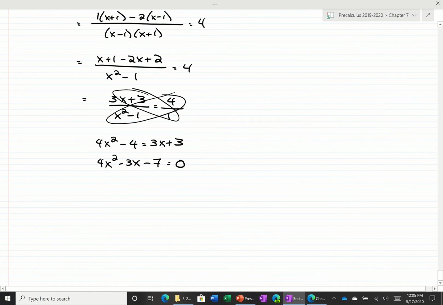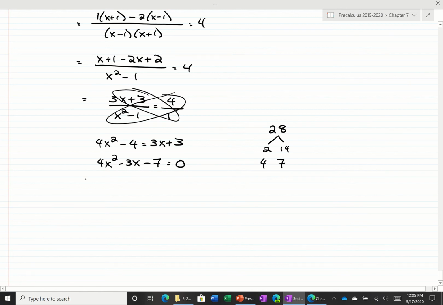So let's see if this factors. Factors of 28 that add up to 3. Let's see. 2 and 14. No. 3 doesn't go into it. 4, 8, 12, 16, 20, 24, 28. 4 and 7. Yep, that would work.